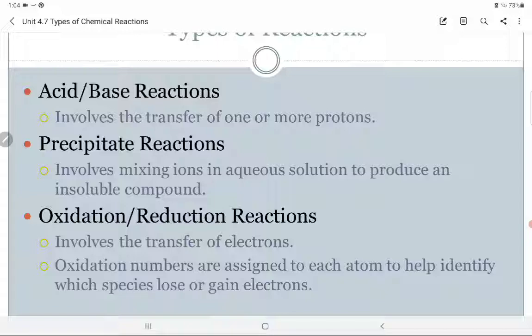Now, oxidation reduction involves oxidation and it involves reduction. We'll have to figure out what those two vocabulary terms mean, but they're both going to involve transfer of electrons. Electrons are going to be lost and electrons are going to be gained. To know which item loses and which one gains electrons, we're going to have to assign oxidation numbers to each particular atom in the chemical reaction.